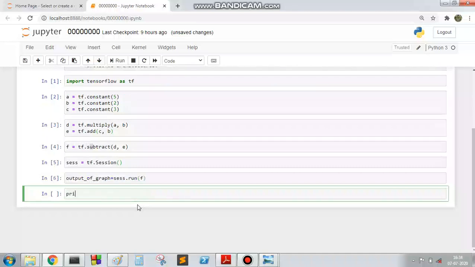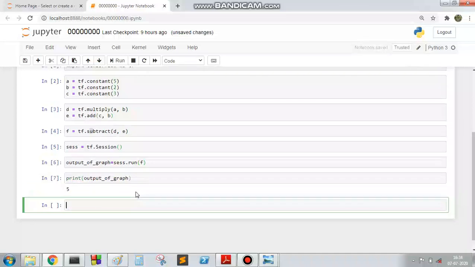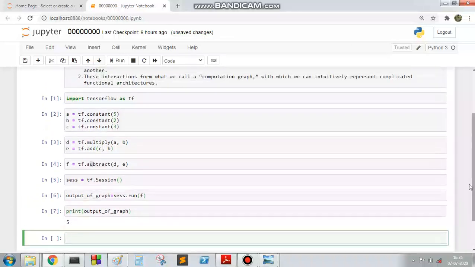Now print output of graph. You can see here the result is 5. How? F means E minus D. What is D? D is the multiplication of A and B, 5 into 2 is 10, so D becomes 10. And what is E? E is the addition of C and B, 3 plus 2 is 5. So D becomes 10 and E becomes 5. When 10 minus 5, what is the result? F is equal to 5.